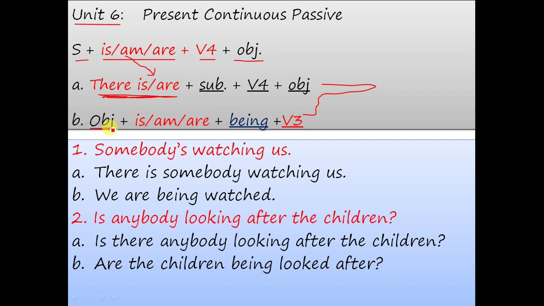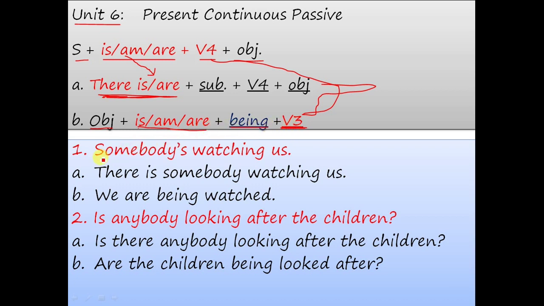First we use object while making passive, and then according to the object we use is, am, or are. This is continuous, therefore we are using being, and then we are using the past participle form of the given verb, that is V3, or V4 should be changed into V3. So the structure is object, is, am, are, being plus V3.